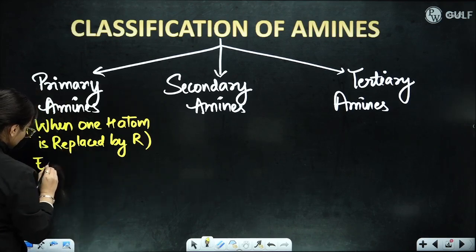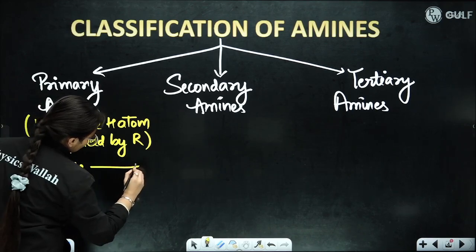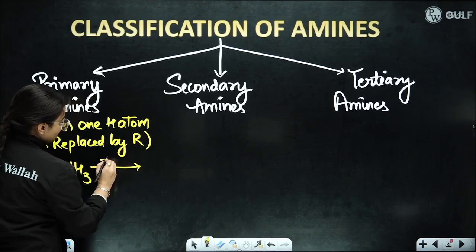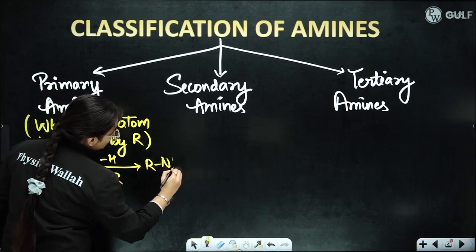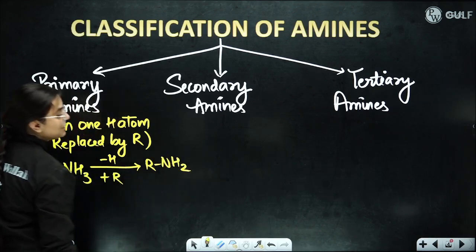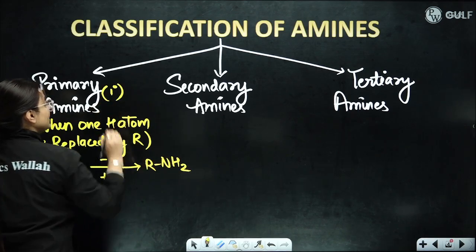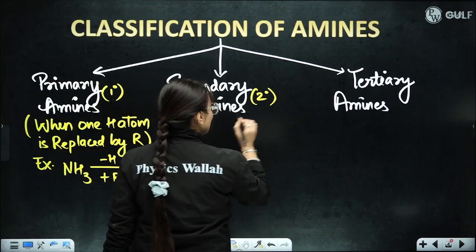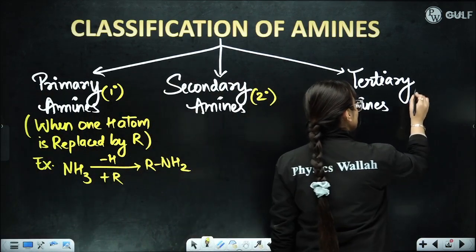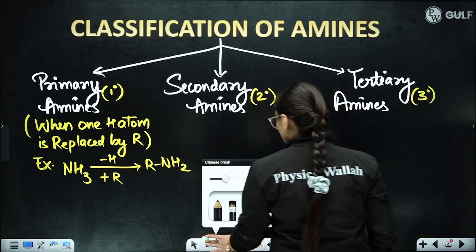As a general example, it is an ammonia derivative: removal of one hydrogen, addition of the R group. So RNH2 is generally what? Your primary amine. Let me tell you one basic thing, it is also referred to as 1 degree amine. Secondary amine is also referred to as your 2 degree amine. And tertiary amine is also referred to as your 3 degree amine. I hope this is clear to everybody.